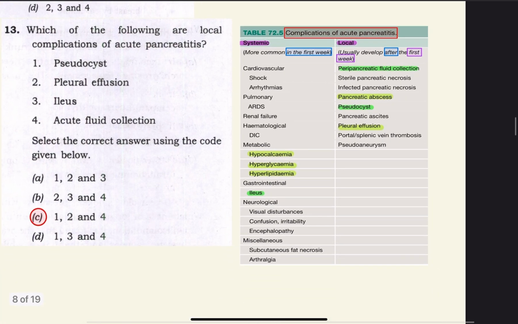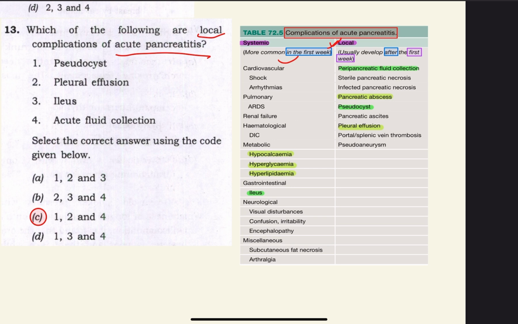Now question number 13. Which of the following are local complications of acute pancreatitis? This question is taken from this table. Local complications of acute pancreatitis. Local complications usually occur after the first week. Systemic complications occur in the first week. So in acute pancreatitis, systemic features appear first, then the local features.